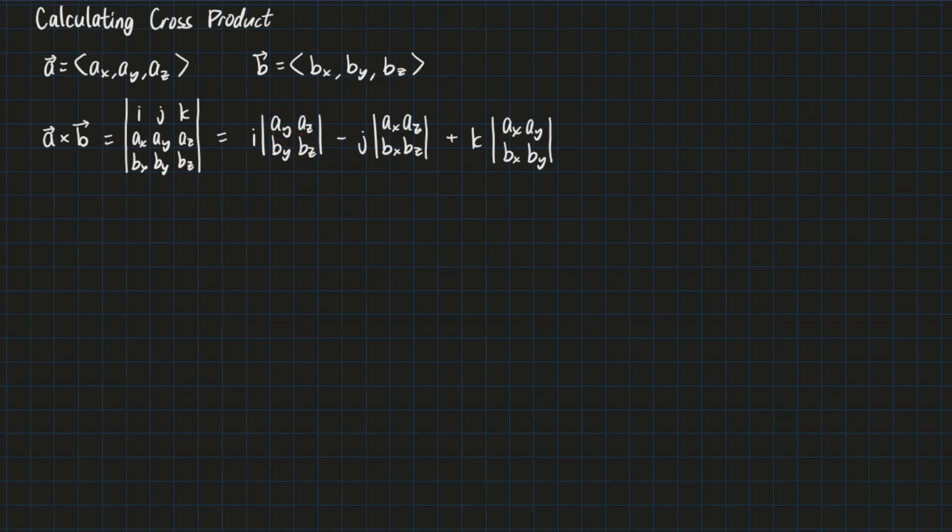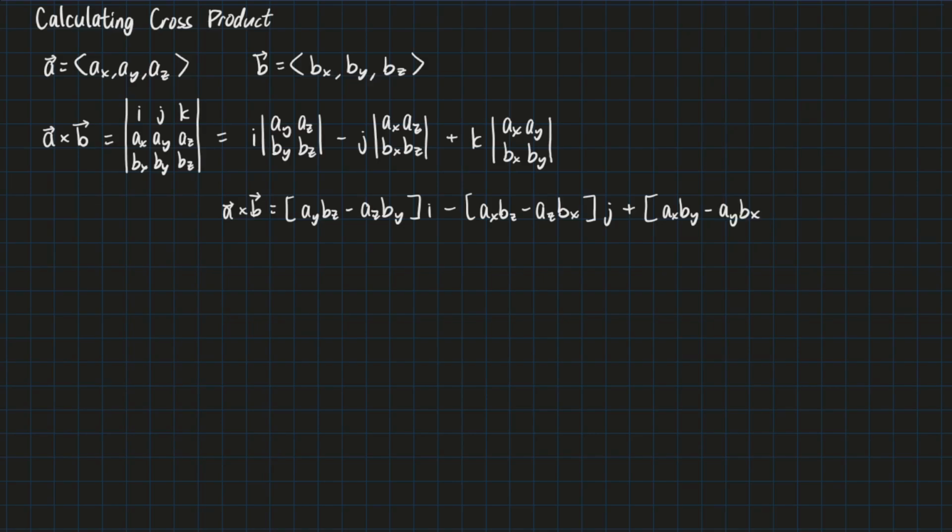So in this case, A cross B equals AY times BZ minus AZ times BY, and this is scaled by i, minus AX times BZ minus AZ times BX. This is the component for j, and then plus AX times BY minus AY times BX. This is k.